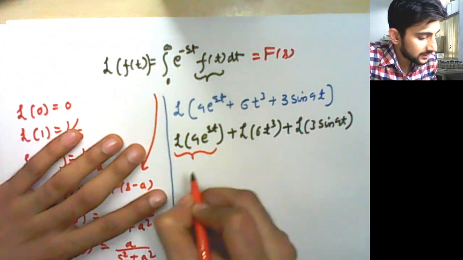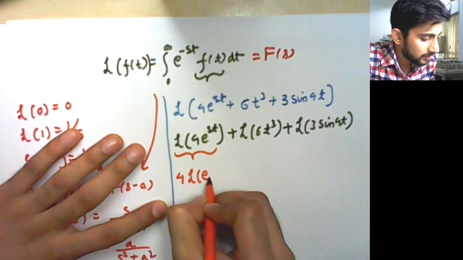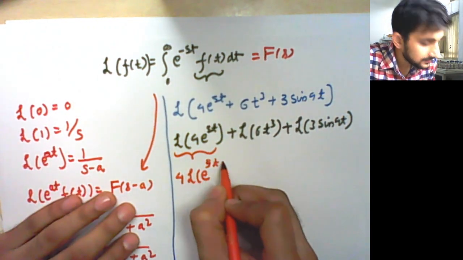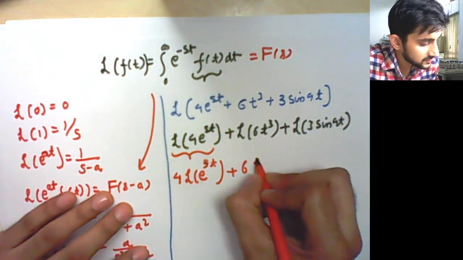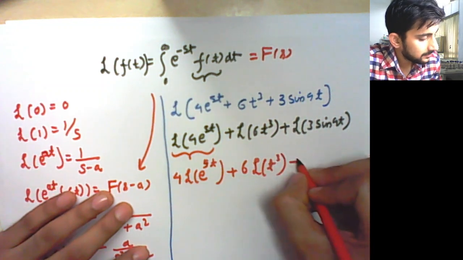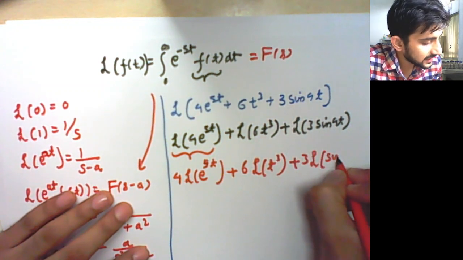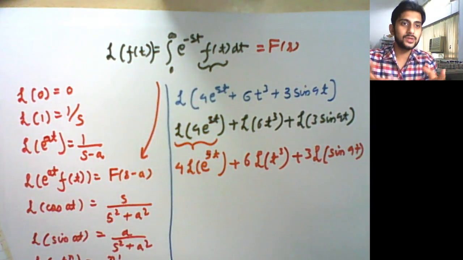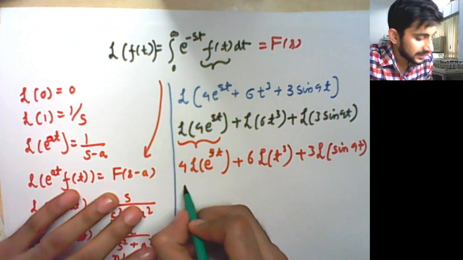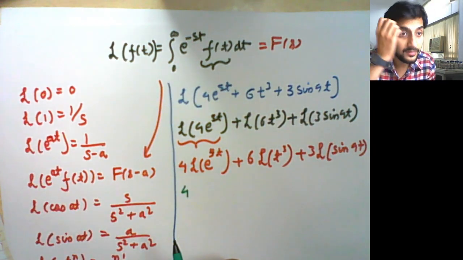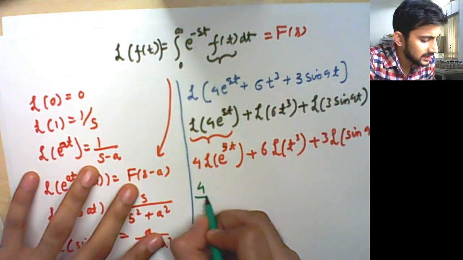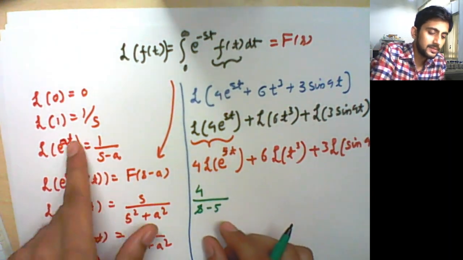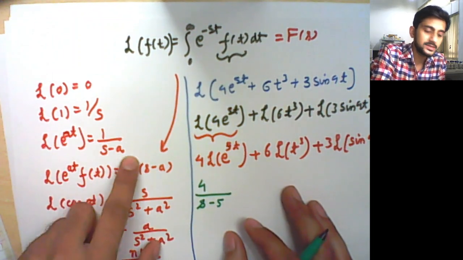So if we solve this, it would be 4 times Laplace transform of e to the power 5t, plus 6 times Laplace transform of t cube, plus 3 times Laplace transform of sine 4t. Now use these formulas which we have written on the side, and we get the answer. So 4 times, what is the Laplace transform of e to the power 5t? It would be nothing but 1 upon s minus 5. The Laplace transform of e to the power at is 1 upon s minus a, and here a is 5.